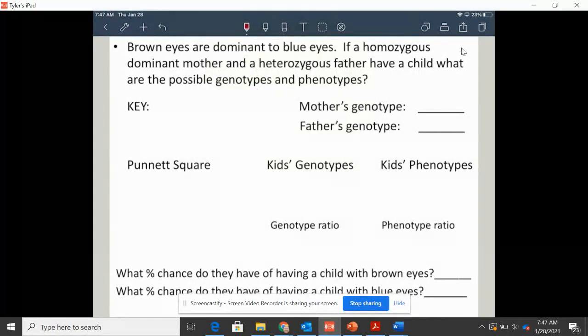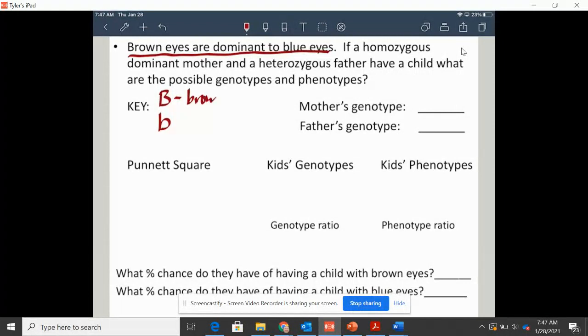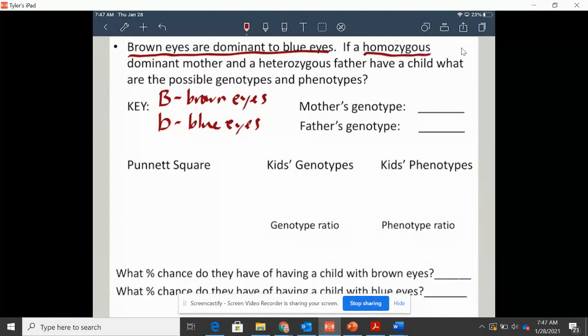So things like, let's just use B, right? You're always going to have a dominant letter and a recessive letter. It says brown eyes are dominant to blue eyes. So my capital letter is going to be brown eyes, because brown eyes are dominant to blue eyes. Right? And my lowercase letter is going to be blue eyes.